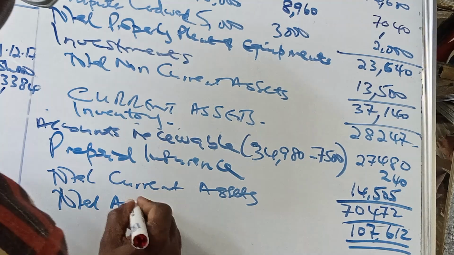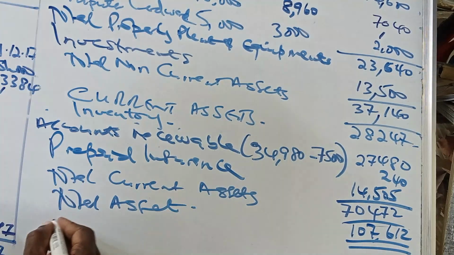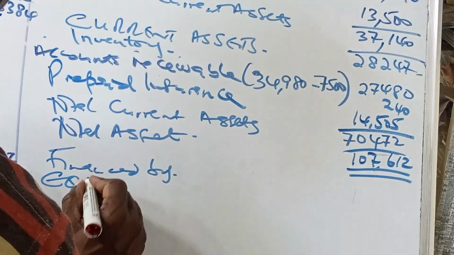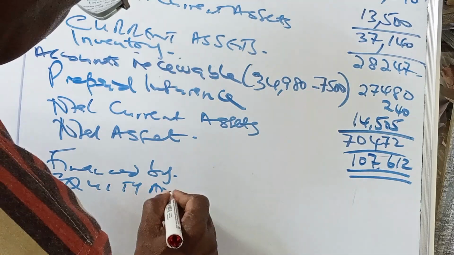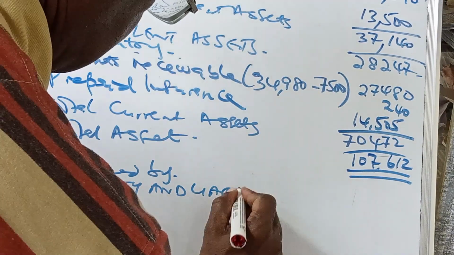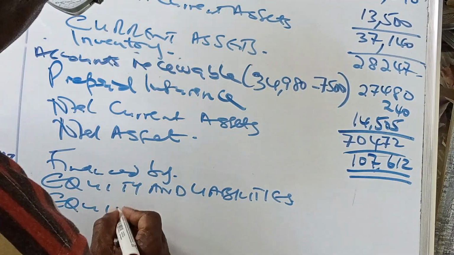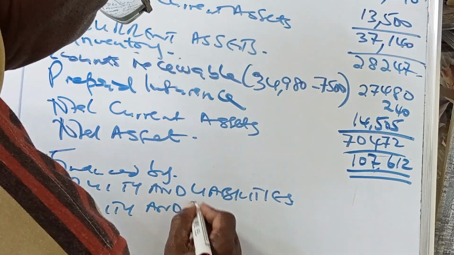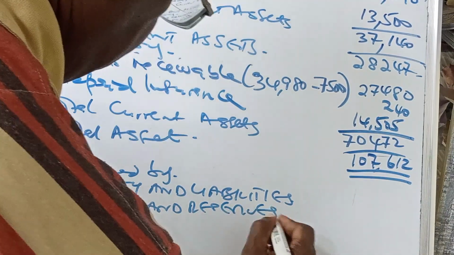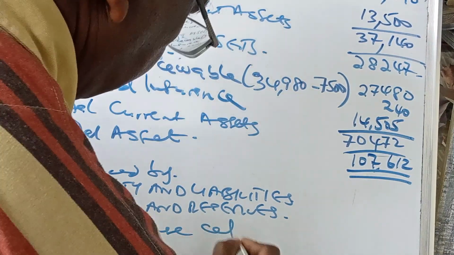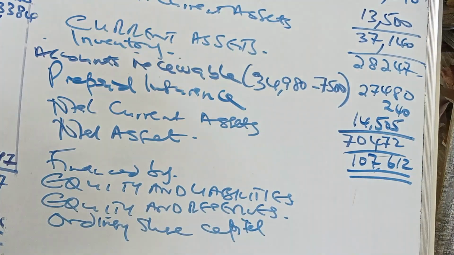Where did we get the funds from? So we say financed by equity and liabilities. Then we say equity and reserves. And we have ordinary share capital. From the shareholders, from the statement of changes in equity, ordinary share capital is 50,000.